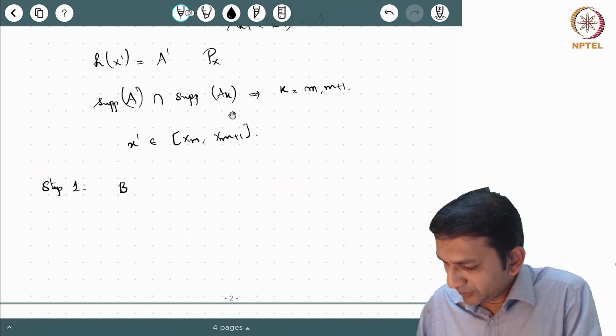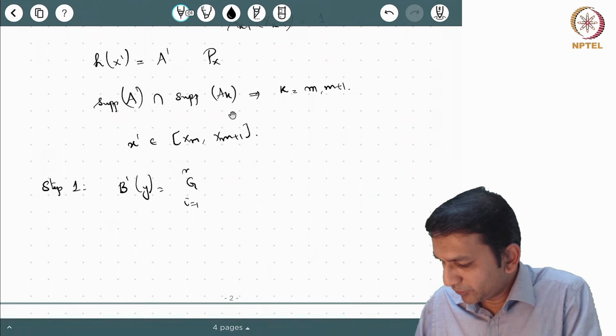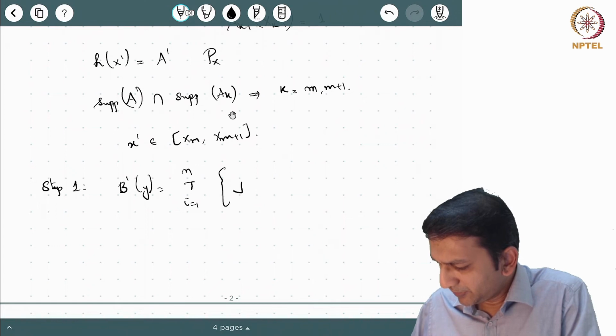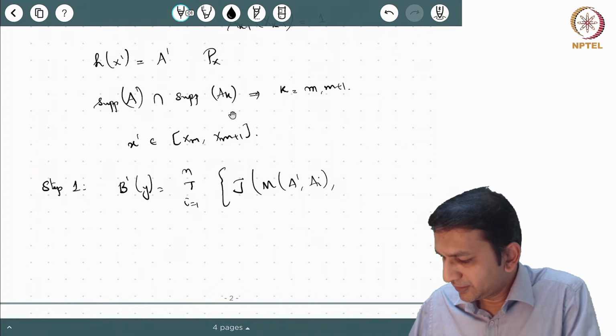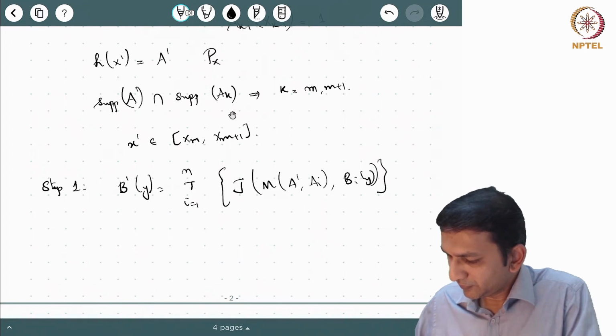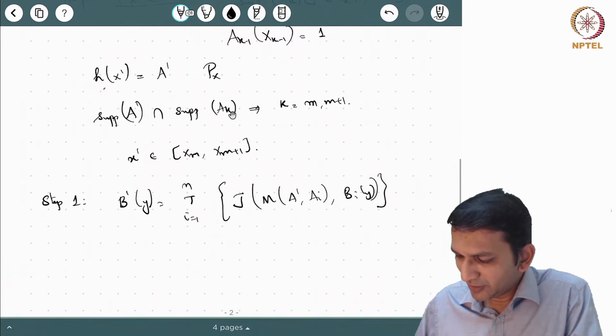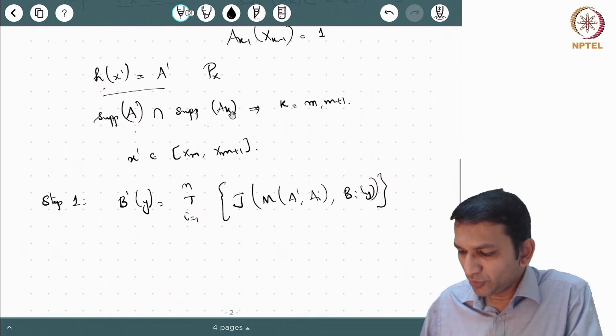So we know that B dash of y is in fact T over i equal to 1 to n. Now T is the T-norm for us, and J is an implication, J of m of A dash comma Ai comma Bi of y. Note that by an assumption on H, A dash intersects only two of them.